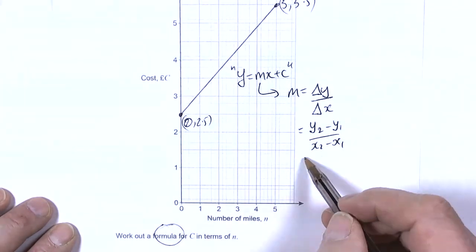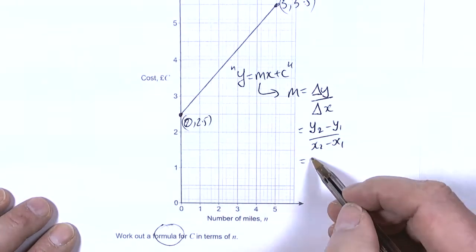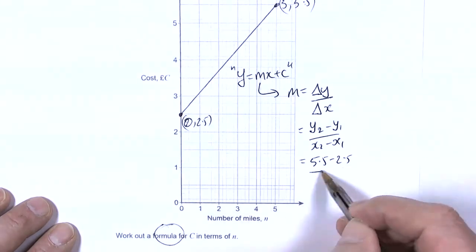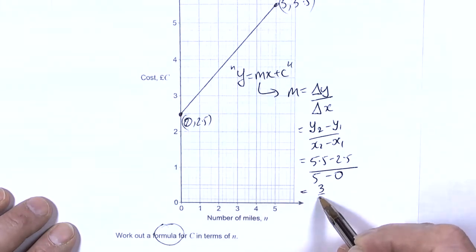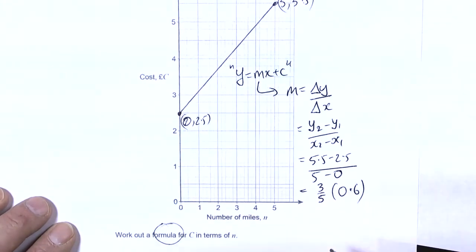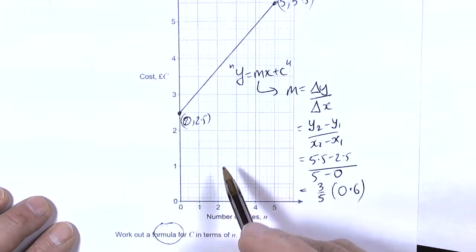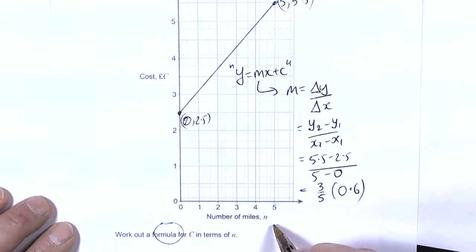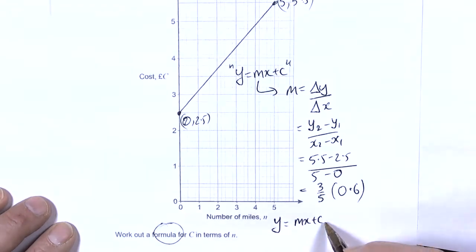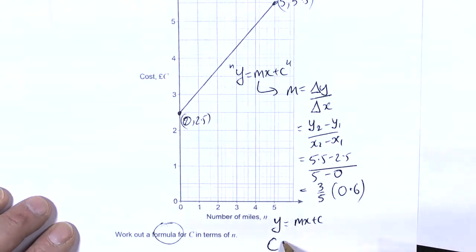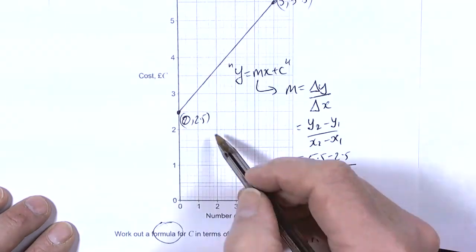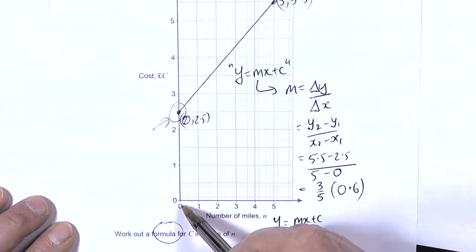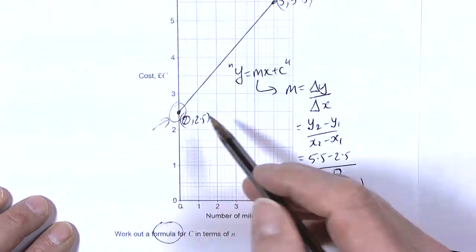And this coordinate is 0, 2.5. So in here then we do the change in the y coordinates, so 5.5 take away 2.5, and then we divide it by the change in the x coordinates, so 5 take away 0, and that gives us 3/5 or 0.6. Because it wants the formula connecting C and N, then using the ideas of y equals mx plus c, we can change the y into the variable C. M we've calculated as 0.6. X is defined as the number of miles n, and C is the intercept point, if you remember, on the straight line graphs when x is 0, and that happens to be a value of 2.5.